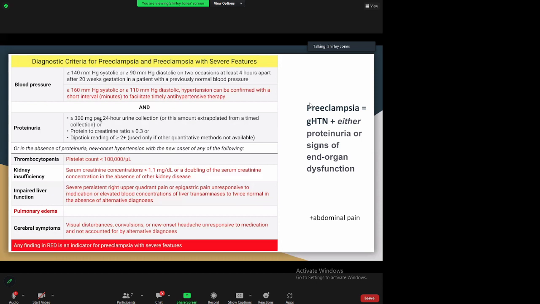Even if their urinalysis is normal, though, if they have evidence of end organ damage, as below, they can still have preeclampsia. So thrombocytopenia, acute renal dysfunction, which is defined as a creatinine of greater than 1.1, or if their baseline creatinine is doubled, and elevated liver enzymes, or simply having severe right upper quadrant abdominal pain or epigastric pain that is not relieved by medications. So all they have to have is abdominal pain and they can have preeclampsia if they have this blood pressure. Pulmonary edema and also any cerebral symptoms. So any headache or vision changes.